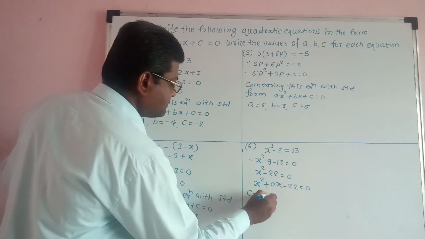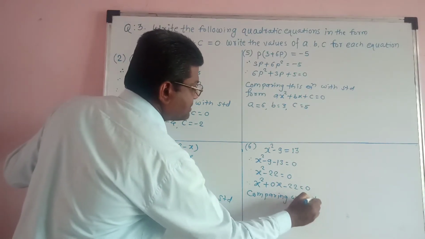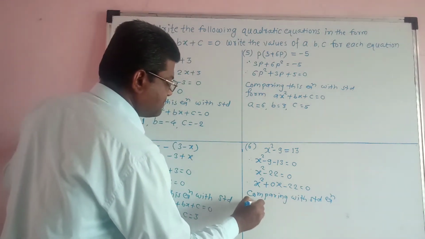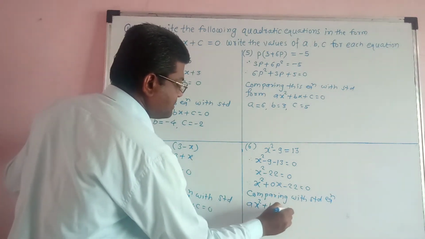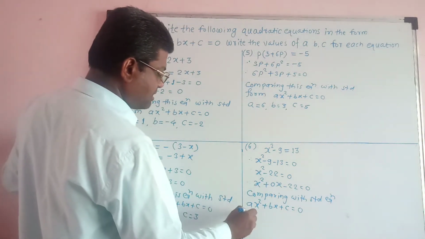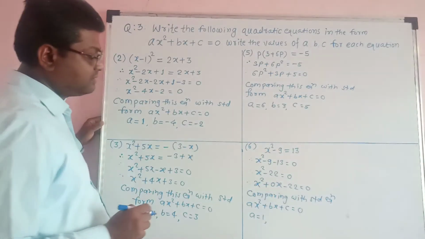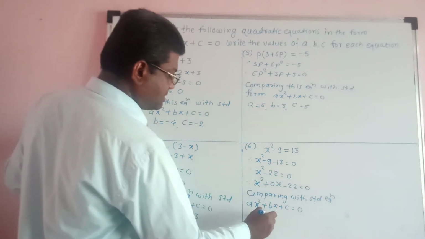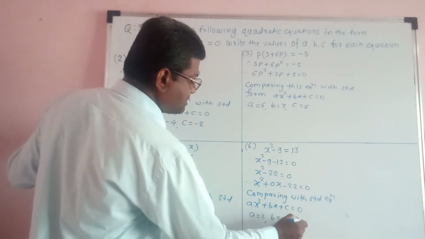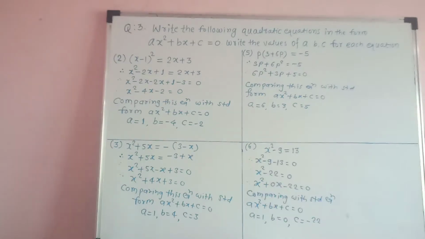Comparing with standard equation ax square plus bx plus c is equal to 0. Coefficient of x square is 1. Therefore, we write a is equal to 1. Coefficient of x is 0. Therefore, here b is equal to 0. And constant term c is equal to minus 22.